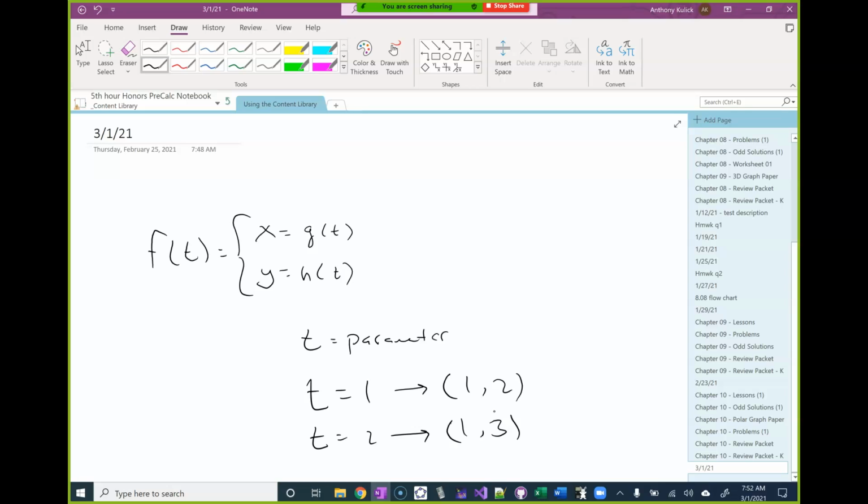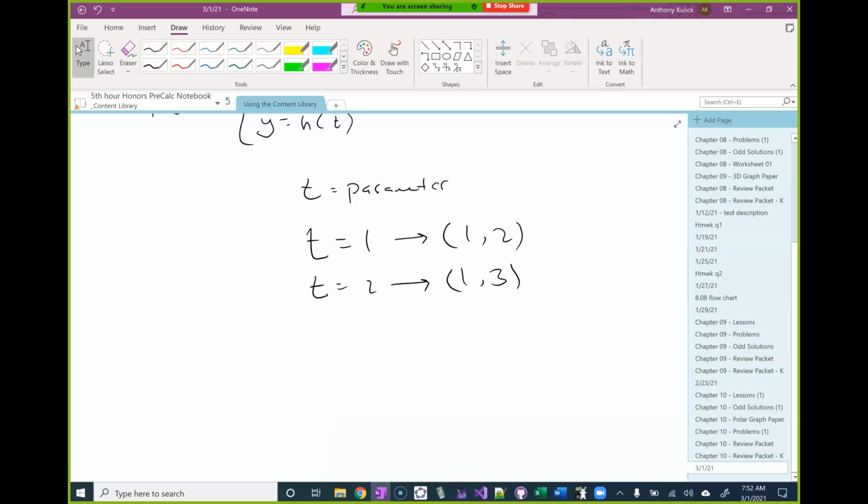So that's the idea here, that we want to create a more flexible system to where we can represent things that might fail a vertical line test, but we still want to be able to use our tools that we have available to us for functions. Is everybody okay with that notion? So that's kind of the why. Let's look at how we can graph these things on our calculator.